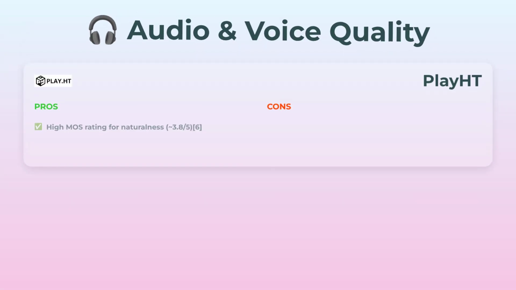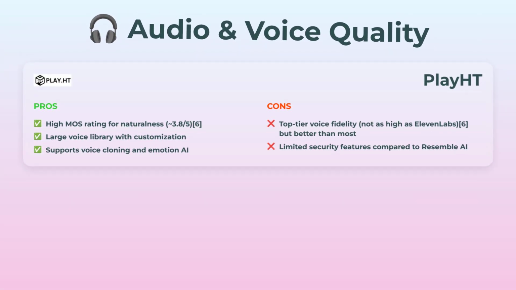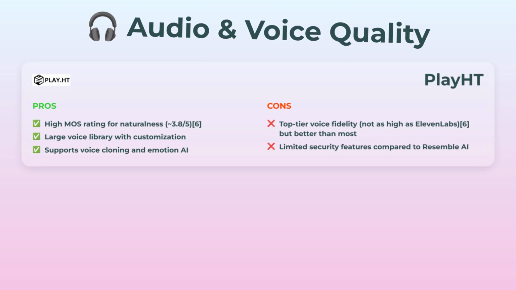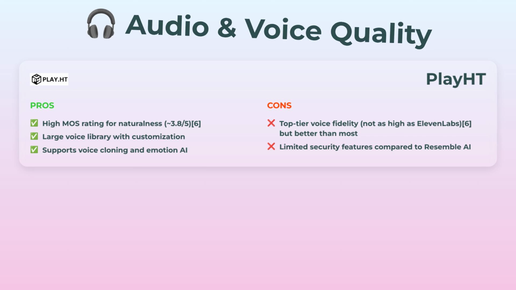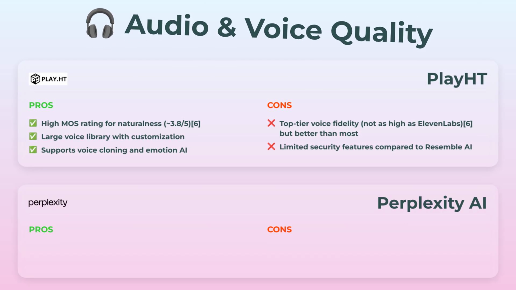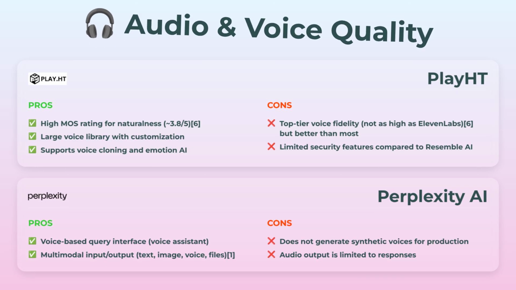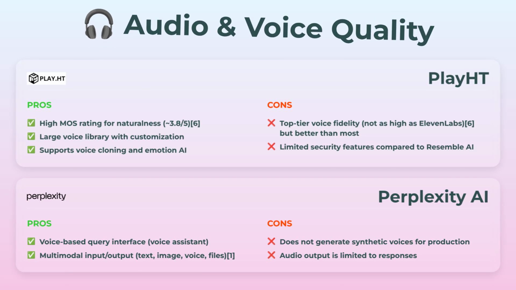Let's talk audio and voice quality. PlayHT, this is where it truly shines. The voices are super natural. We're talking MOS rating of around 3.8 out of 5, which is nerd talk for pretty dang good. There's a huge voice library, emotion AI, and you can even clone voices. Sure, 11 Labs technically tops the charts for realism, and if you need hardcore security, you might want to look elsewhere. But honestly, PlayHT sounds great for pretty much everything.